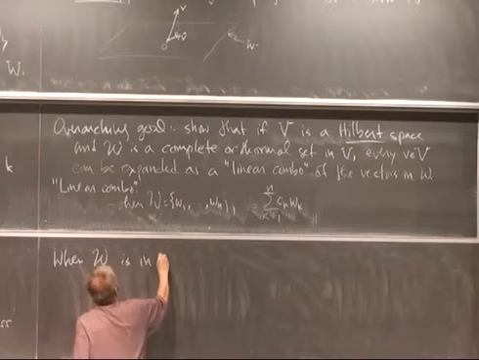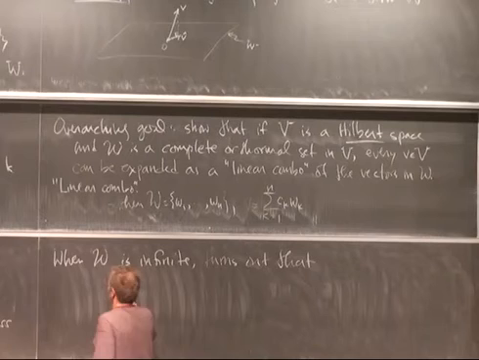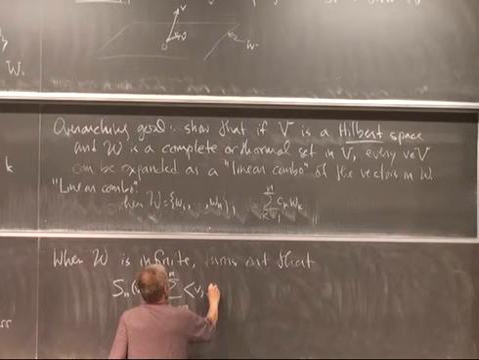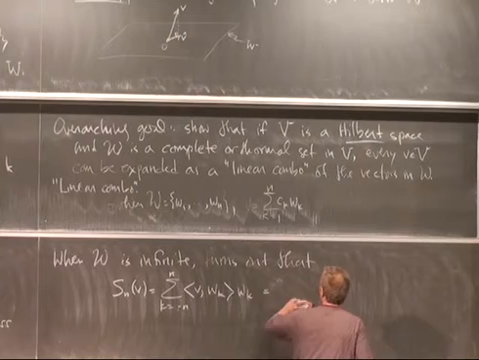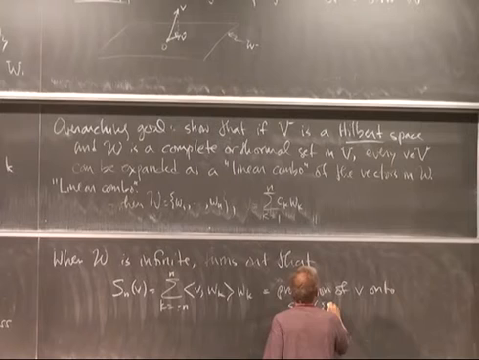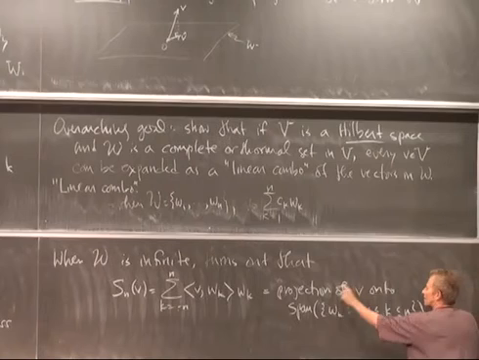Okay, so when W is infinite, what's going to happen is the following. It turns out that this sum, I'm going to call it S sub n of v, which is the sum from k equals minus n to n of v inner product wk times wk, that thing is, we already know, the ortho projection of v onto the span of all the wk's between minus n and n. Okay, here, let's pause, reality check. This space, span of the wk's as k runs from minus n to n, what dimension is that space?